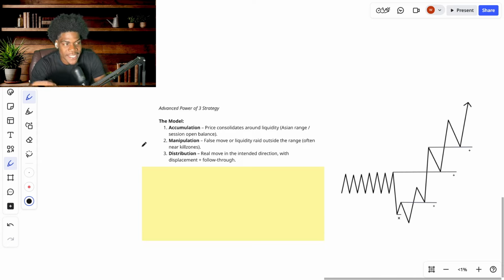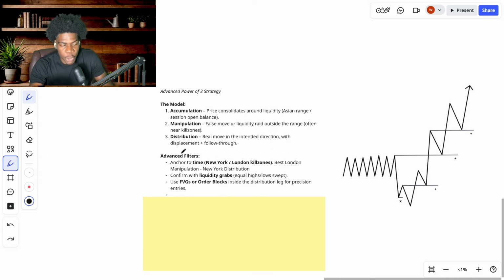First phase we have is our accumulation phase, where price consolidates around liquidity, building liquidity either during the Asian session or prior session opens to balance price. The second phase we have is our manipulation phase. This is the false move or the liquidity raid outside of the range. This is often near the kill zone times. Then the third move is our distribution move. This is the real intended directional move. This is where price gives us a displacement, then gives us a correction move. This is where we get our entry, and then we get that follow through for price to distribute higher.